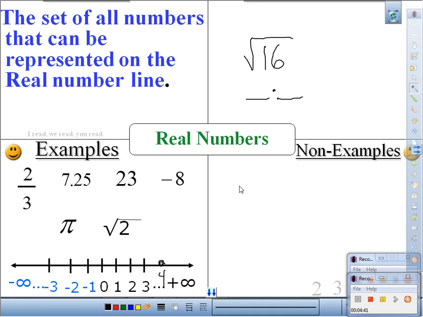But that's not the only number times itself that gives us 16. Talk it over with your neighbor. What other number times itself gives us the product of 16? See if you can find it. Go. Hands if you got it. Yes. Negative 4. Negative 4 times negative 4. What is negative times a negative? Positive 16, right? So negative 4 is right here. So yeah, that means square root of 16 is also a real number. Do you agree with that?